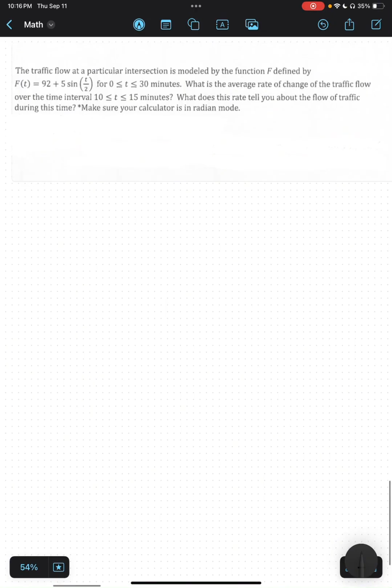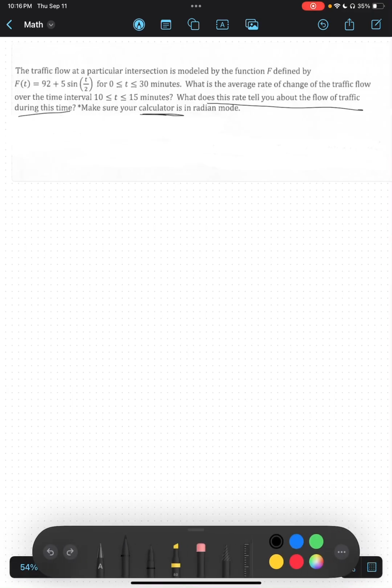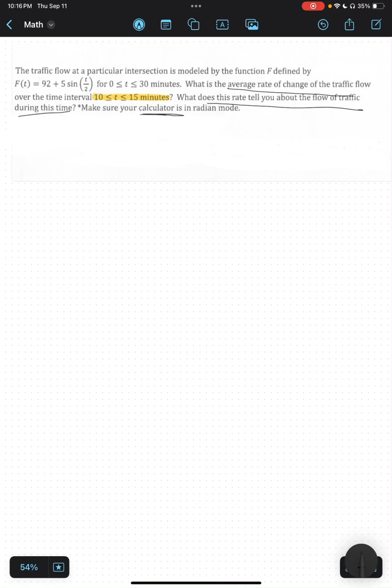So based off the whole question, we know we can use our calculator, and we're trying to find what the rate tells us about the flow of traffic during the time intervals given. So we know the car is moving from 0 to 30, but that's not what we're really looking for. What we're really trying to highlight here is 10 to 15 minutes. Because it's asking what is the average rate of change of the traffic flow over the time interval from 10 to 15 minutes. So we can use t equals 10 and t equals 15.